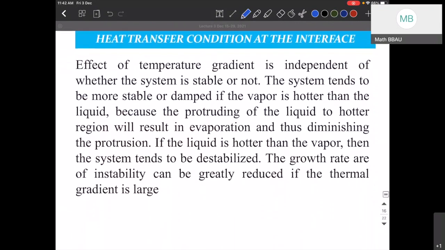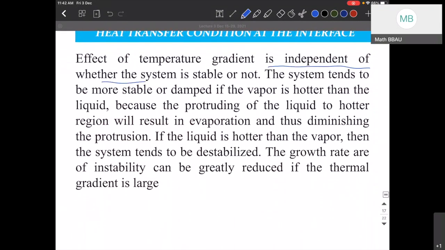Now, the effect of temperature gradient is independent of whether the system is stable or not. The system tends to be more stable, or damped, if the vapor is hotter than the liquid, because the protruding of the liquid into a hotter region will result in evaporation and thus diminish the protrusion. When vapor is hotter and there is heat transfer, then definitely the liquid will also evaporate.